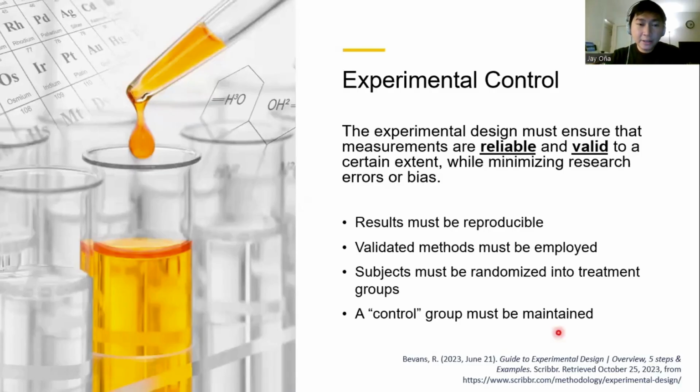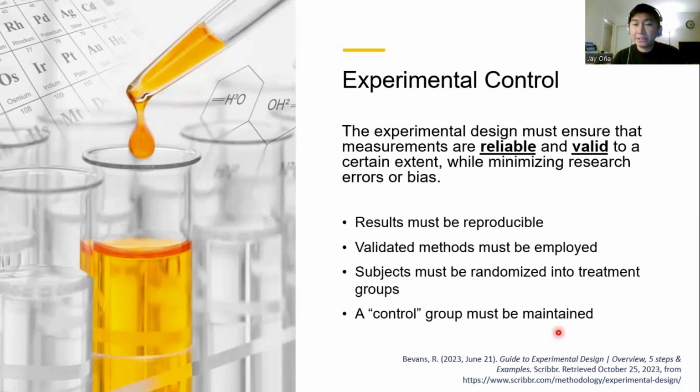And another hard skill that we can develop among our students is the ability to have a fine experimental control on our project. So experimental control is the ability to ensure that the measurements are reliable and valid to a certain extent, while minimizing research errors or bias.